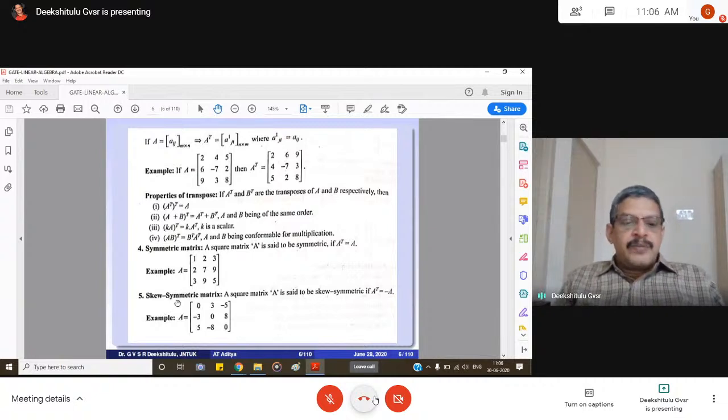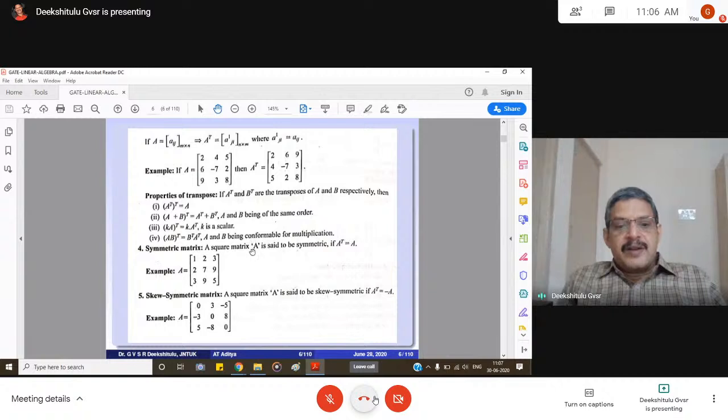Then the skew symmetric matrix. A square matrix is said to be skew symmetric if A transpose is equal to minus A. If A transpose is equal to A, it is symmetric. If A transpose is equal to minus A, then it is called skew symmetric. If you see, this is 3, this is minus 3.